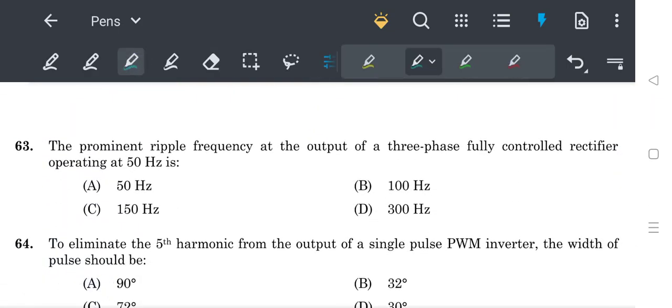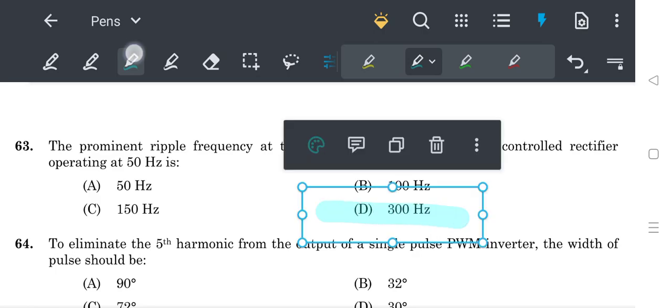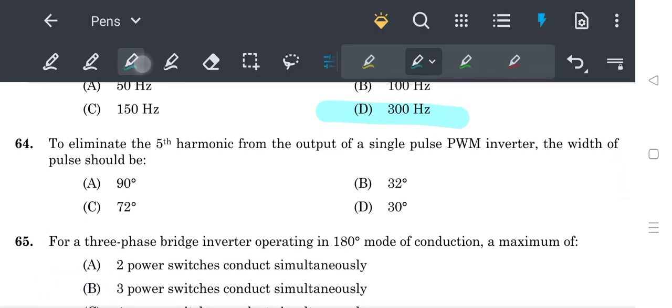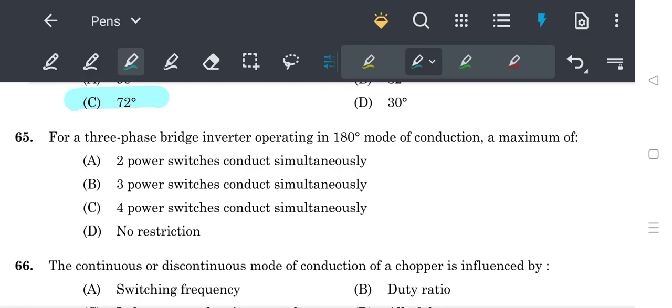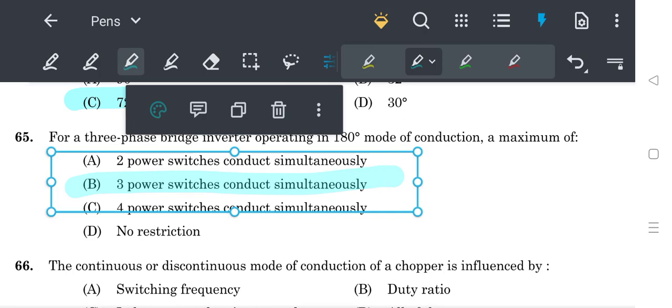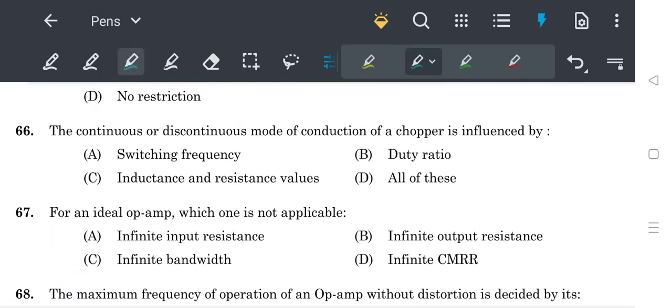Next, 63, the prominent ripple frequency at the output of the three phase fully controlled rectifier is 300 Hz. Next, to eliminate the fifth harmonic from the output of the single pulse PWM inverter, the width of the pulse should be 72. Next, in a three-phase bridge inverter operating in 180-degree mode of conduction, a maximum of 3 power switches conduct simultaneously. The continuous or discontinuous mode of conduction of a chopper is influenced by all of these.